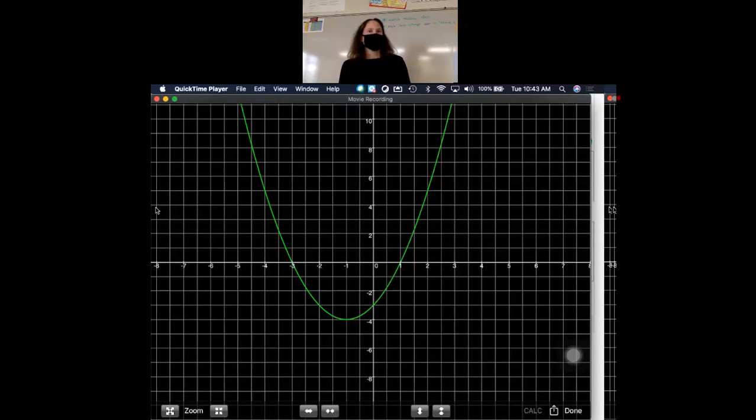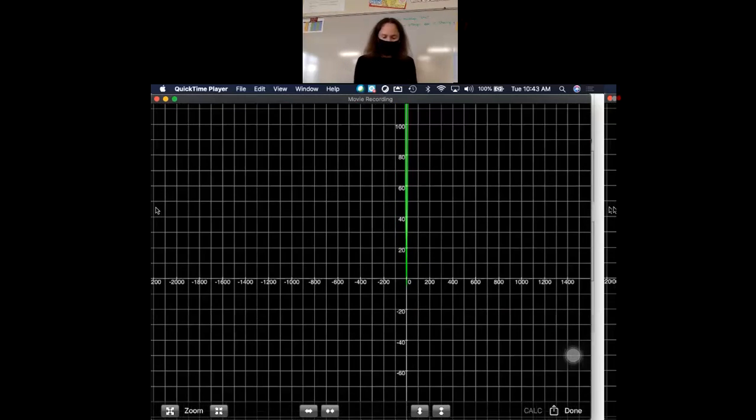Okay. Now, we've entered the equation to tell our calculator what to graph. How do we see the graph? You press graph. There you go.